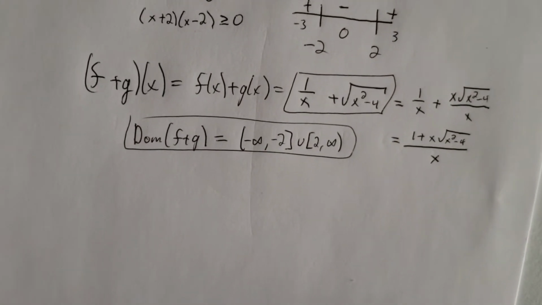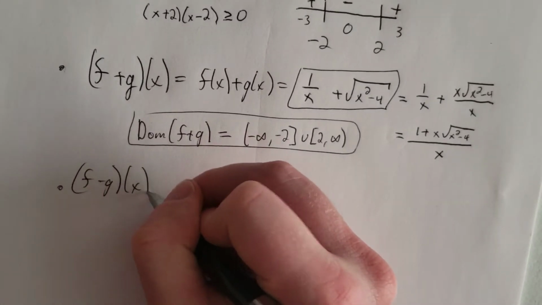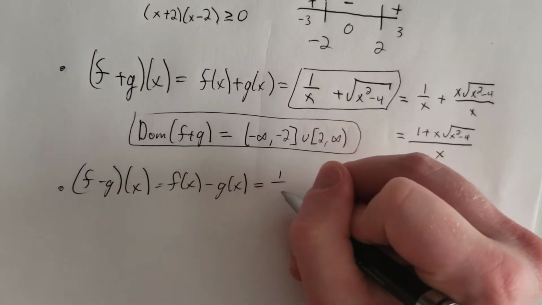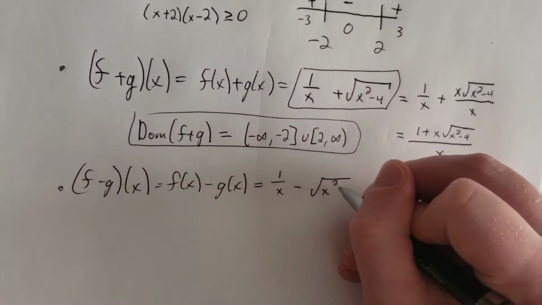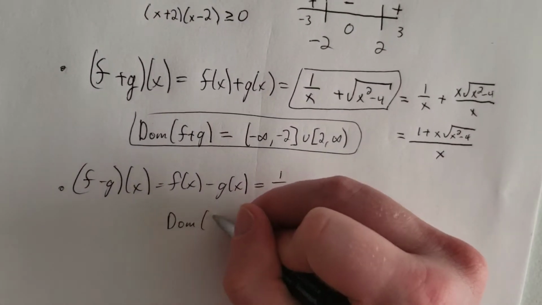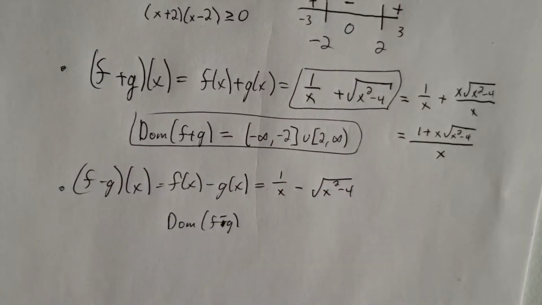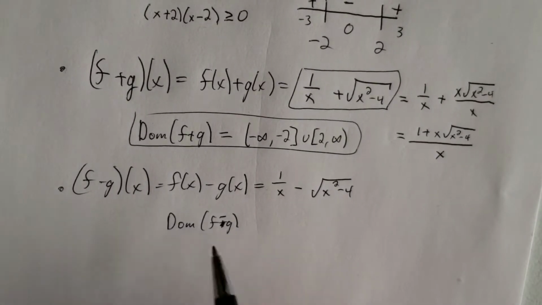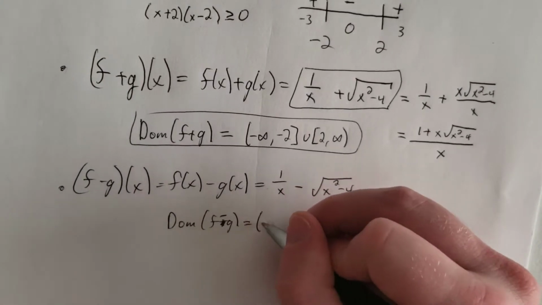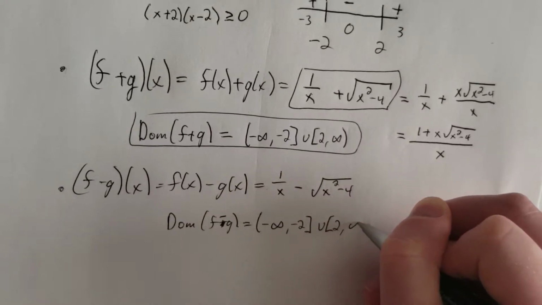We're going to continue on and do f minus g now. This is f of x minus g of x. This is 1 over x minus square root of x squared minus 4. And again, the domain is just the intersection. Oops. That would be f minus g, sorry. The domain of f minus g is just the intersection of the domains of the functions f and g. So again, this will be negative infinity to negative 2, union 2 to infinity.